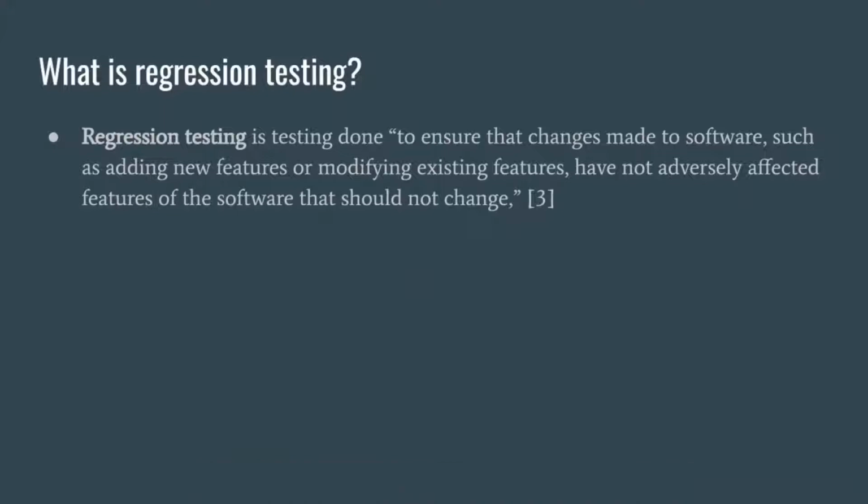First off, what is regression testing? Regression testing is the testing done to ensure that changes made to software, such as adding new features or modifying existing features, have not adversely affected features of the software that should not change. In other words, it's making sure that when you go in to fix a bug or when you're trying to add new functionality, you don't break the entire system or regress the functionality of the system.